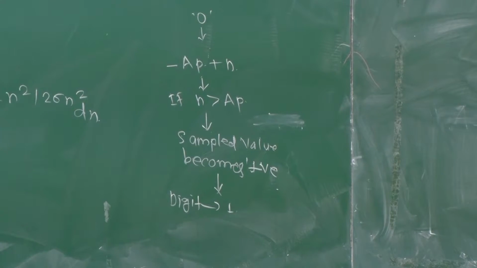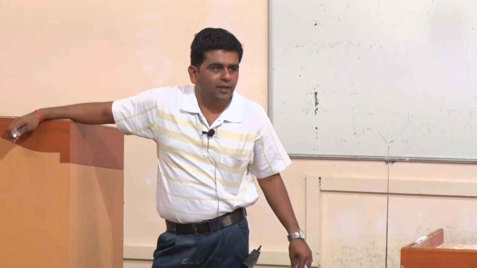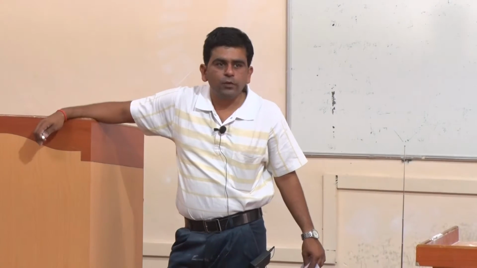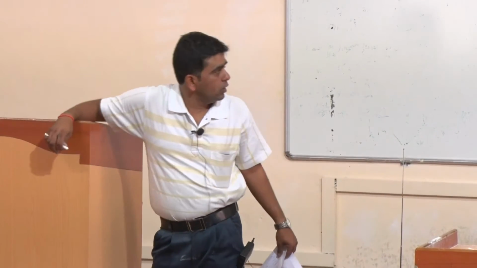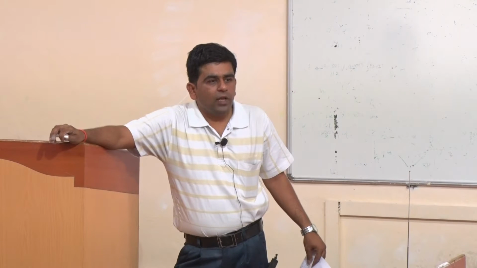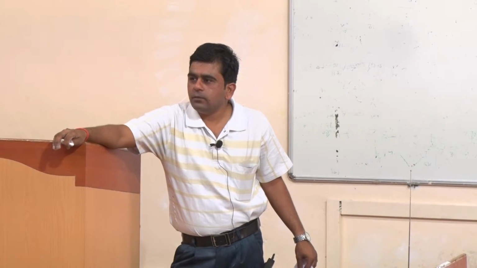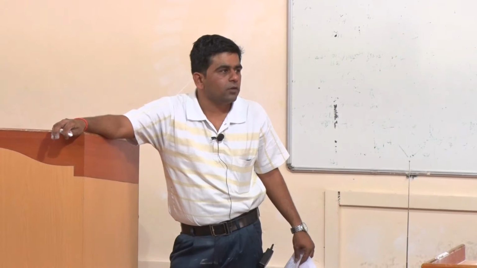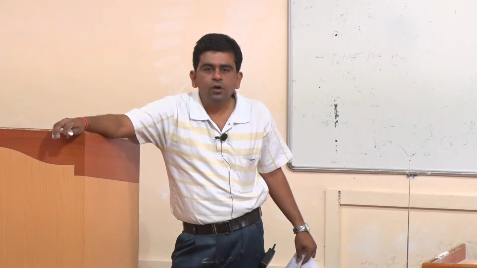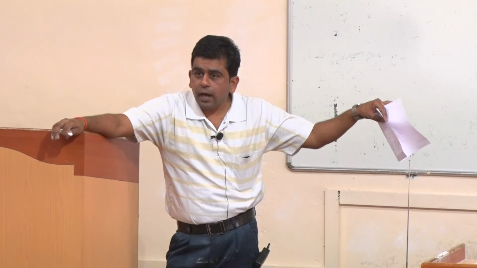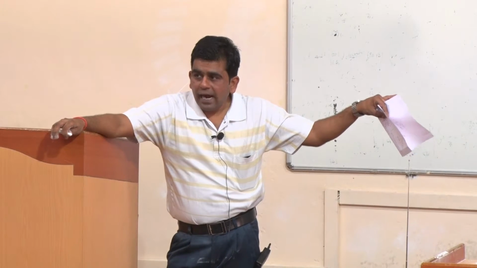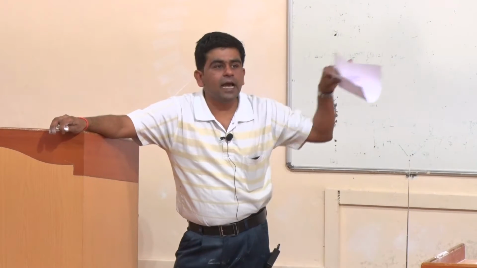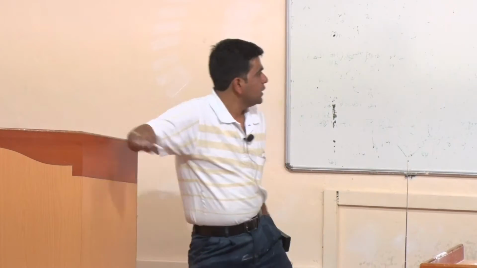So we transmitted 0. Ideally we should receive minus AP. This noise is going to add. So when this noise level is greater than AP, then we will get an error in your received signal. So this 0 will be read as a 1. This error happens at the condition when N is greater than AP.